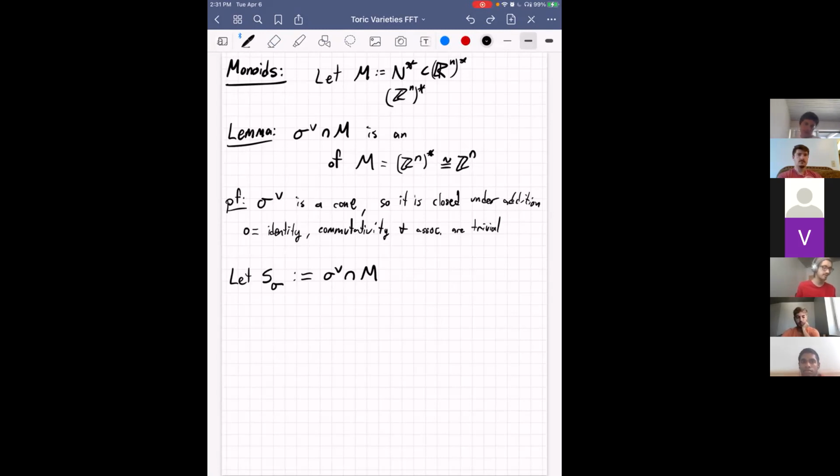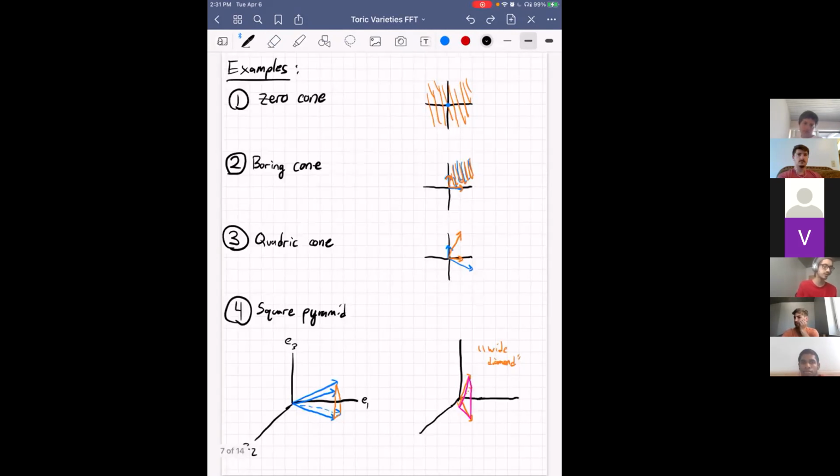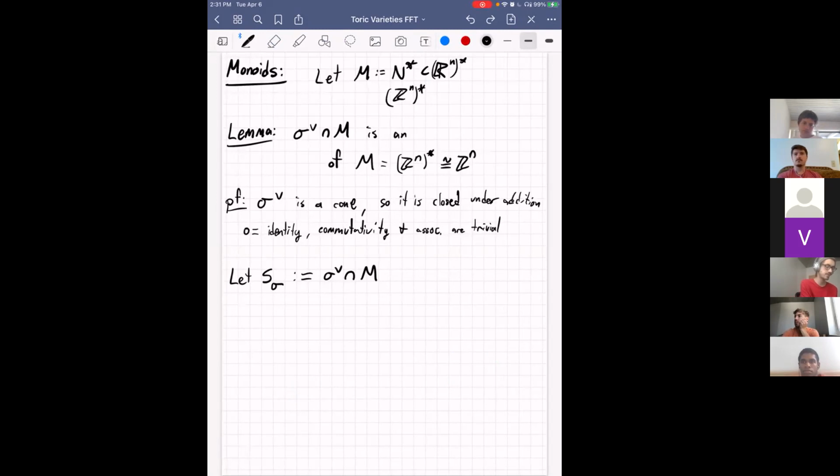And then what you can see is that if I take this dual cone and intersect it with the lattice, sigma dual intersect M is an additive submonoid of this additive group, but it's not an additive subgroup. There's no inverses. It's just an additive submonoid. But I get a monoid. It has 0 in it. That's the identity. And because it's a cone, it's closed under addition, and everything else just follows. So this monoid we call S sigma.